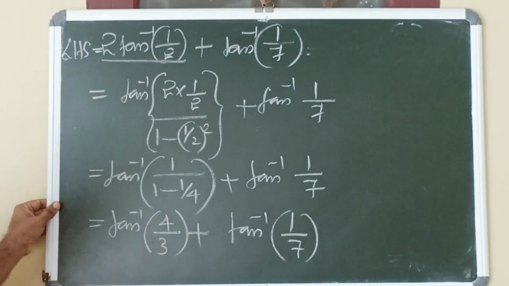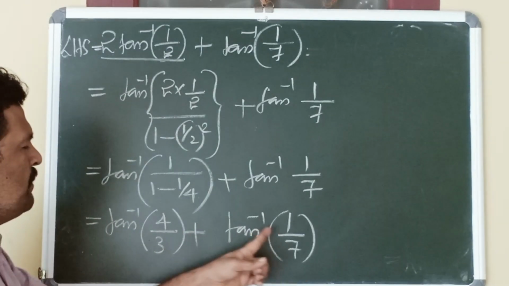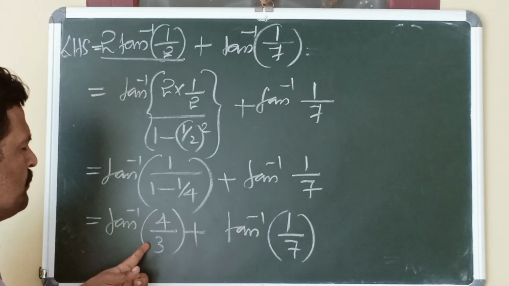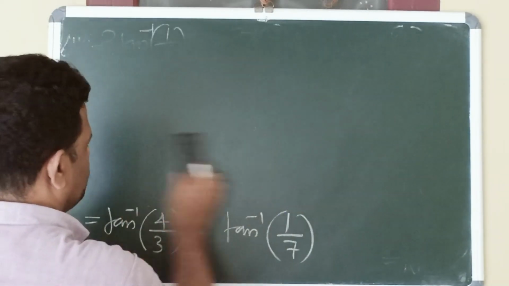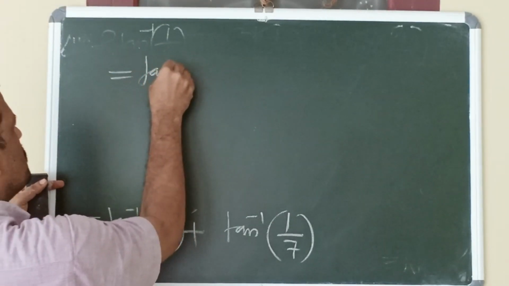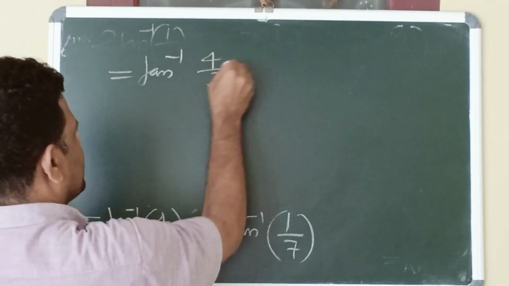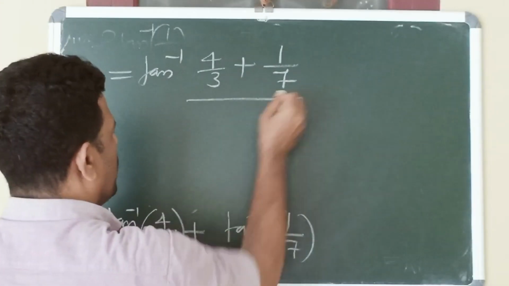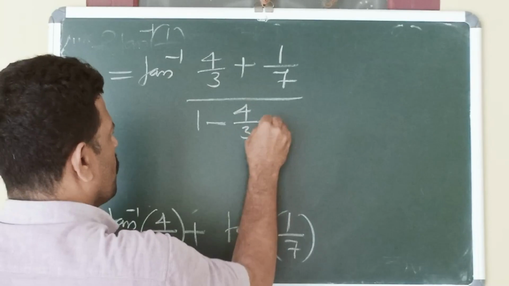Now, it is of the form tan inverse x plus tan inverse y. Now, we can apply property number 5. Hence, it becomes tan inverse 3 by 4 plus 1 by 7 divided by 1 minus 3 by 4 into 1 by 7.